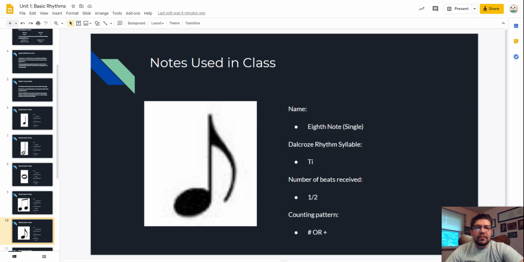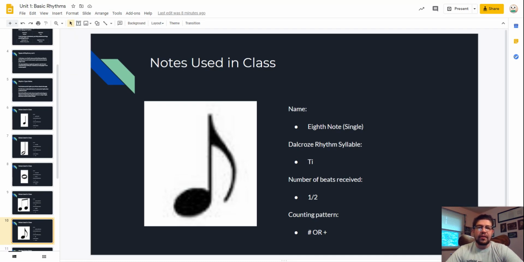I also wanted to take a look at this one here. It is a single eighth note. You can tell that it's a single one because obviously there's only 1 note there, but the thing that really gives it away is the flag coming off of the note. And what that tells you is that it's an eighth note, not a quarter note. The rhythm syllable is going to just be T, because if you have that same pair of eighth notes, it says TT. If you break that in half, you just get T for a single eighth note. So right there it says the number of beats received is 1/2 of a beat. So it is quite quick.